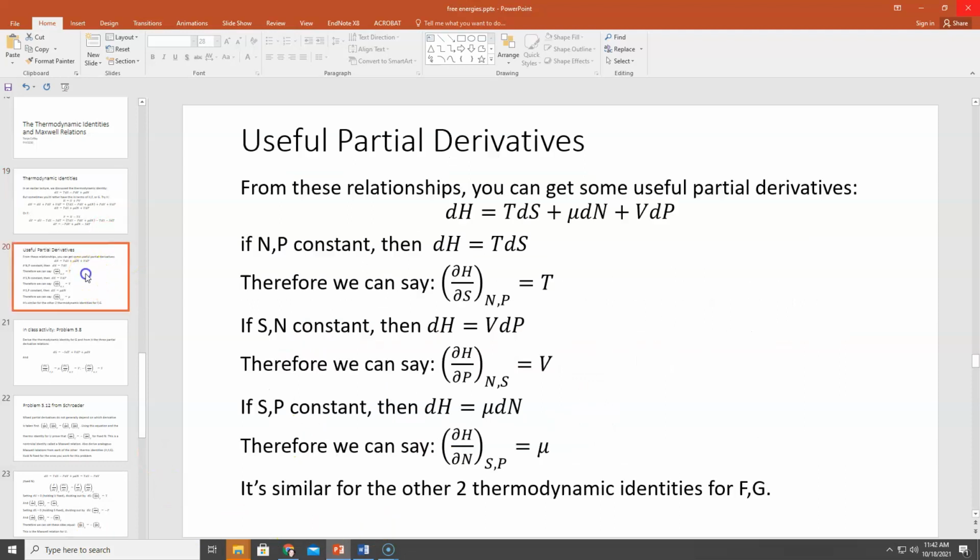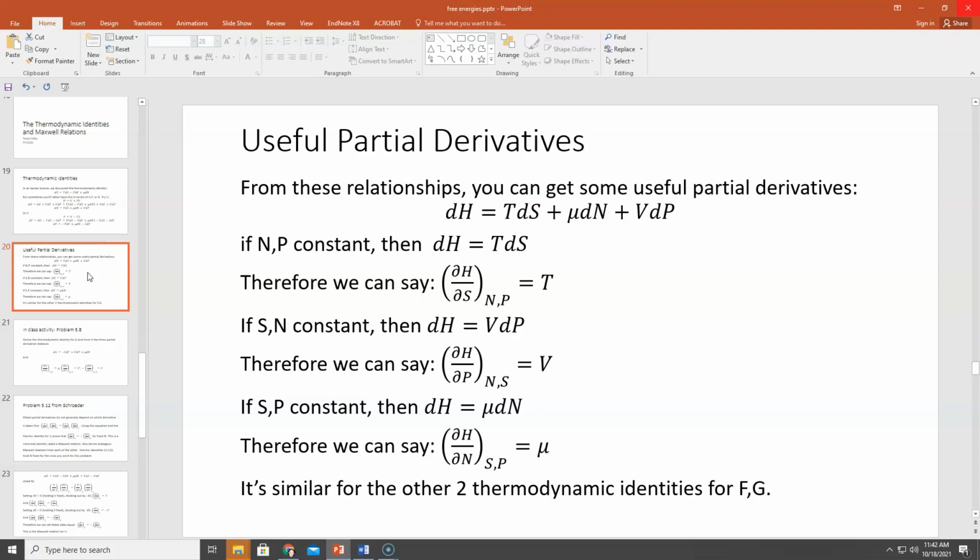So what you can see is if you look at these definitions, like for example the one that we had for dH, you can get some really useful partial derivatives here. In the thermodynamic identity for dH, you've got the entropy varying, you've got a dS. You've got the number of particles varying, you've got a dN. And you've got the pressure varying, you've got a dP. Now if you hold two of those things constant, then the third one that you don't hold constant could give you a partial derivative relationship.